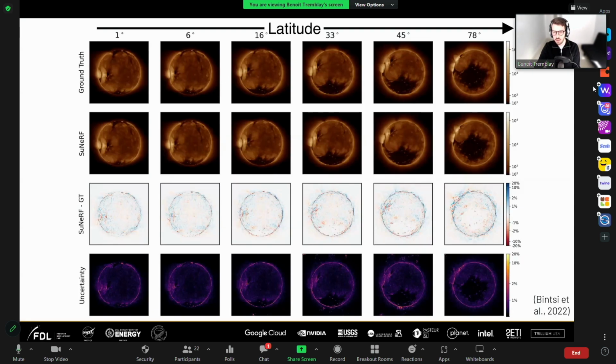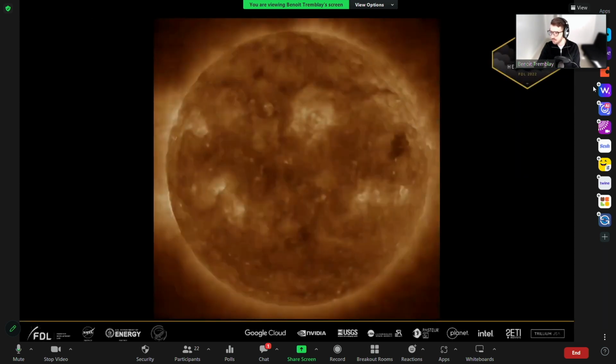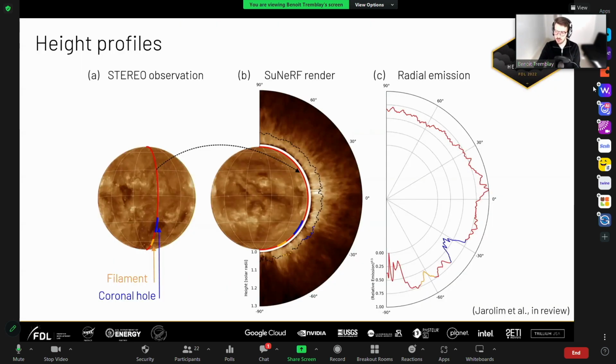Okay, thank you. And yeah, I guess the second question was about the height of the features. On this slide in particular, maybe I missed this, but how far does your model extend radially? Yeah, so the model extends to 1.3 solar radii.